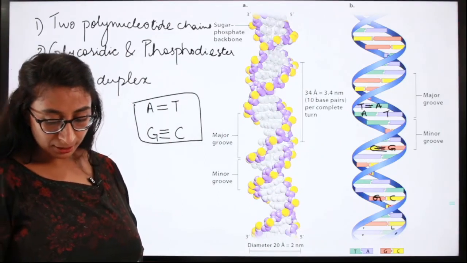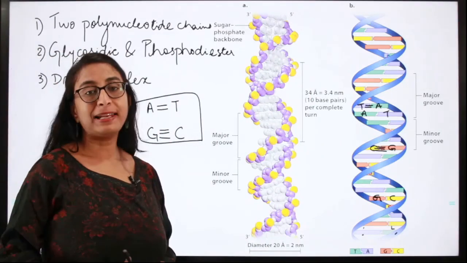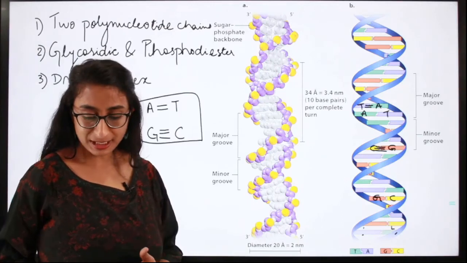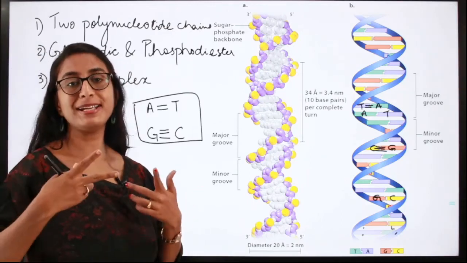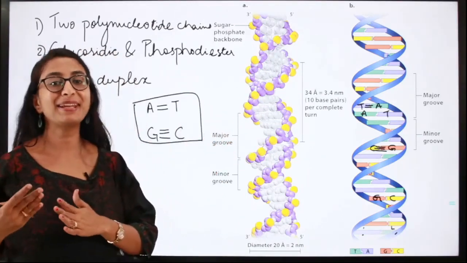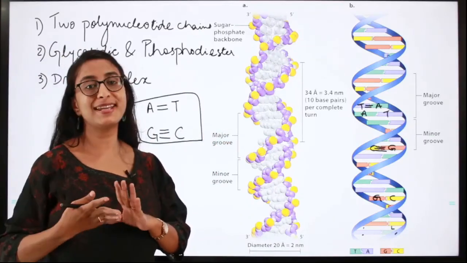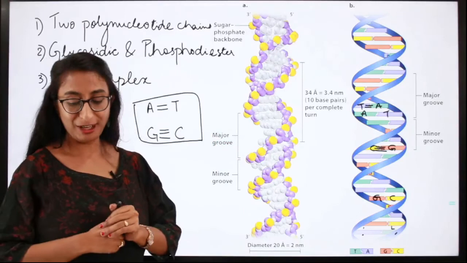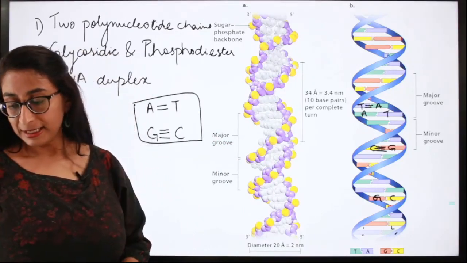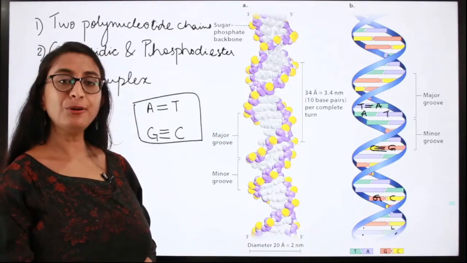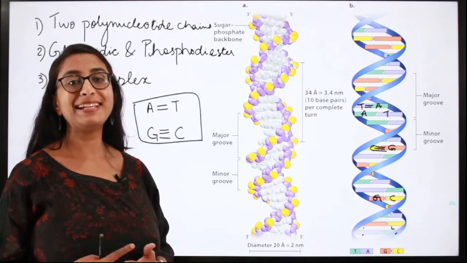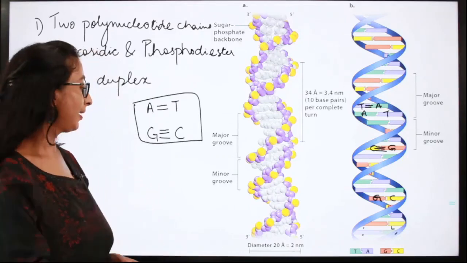And then antiparallel strands. So what do we mean by antiparallel? That is, we have 2 strands, one in 5' to 3' direction, and the other one is parallel to that, but it runs in the opposite direction, that is 3' to 5' direction. So now shall we summarize the double helical structure of DNA once again?